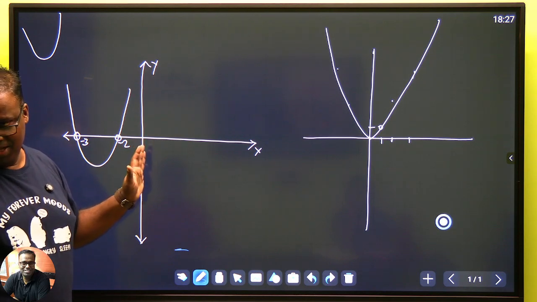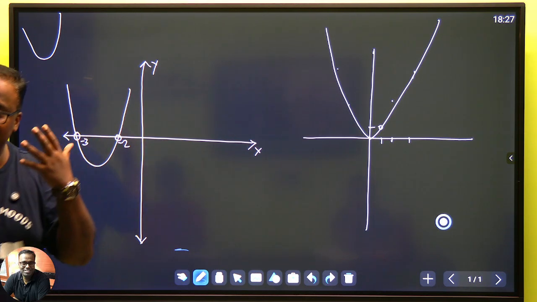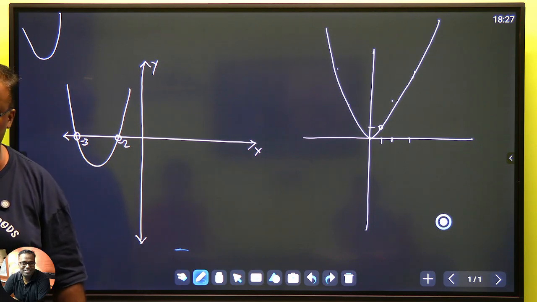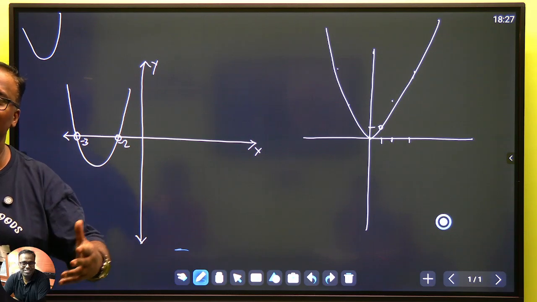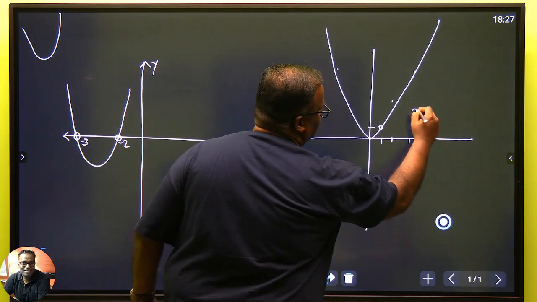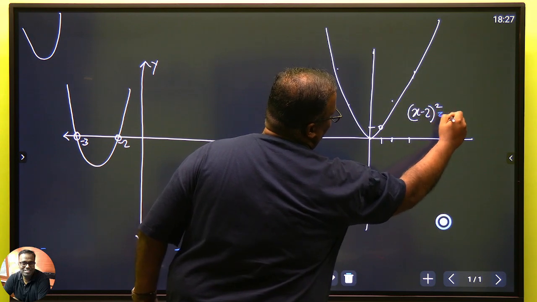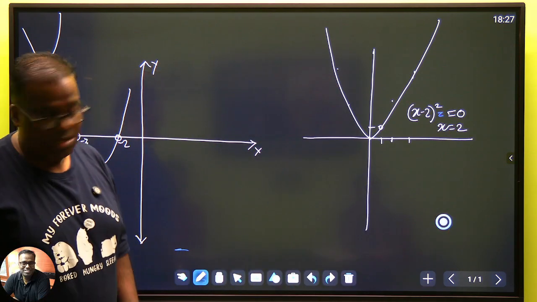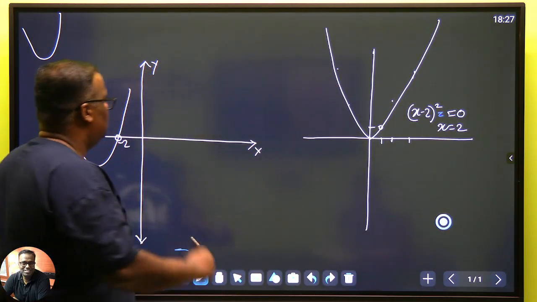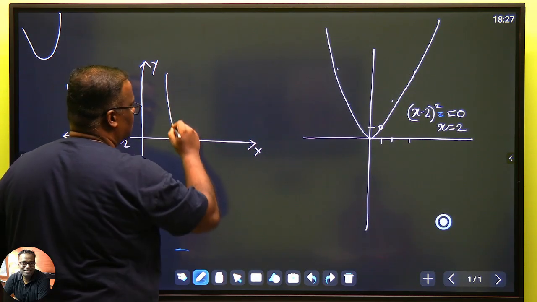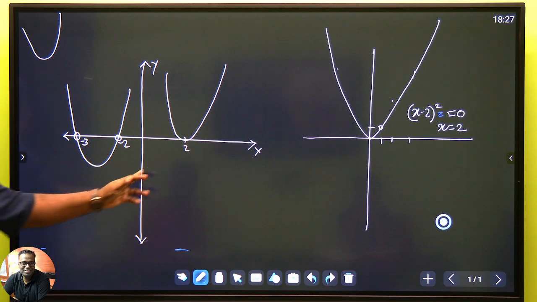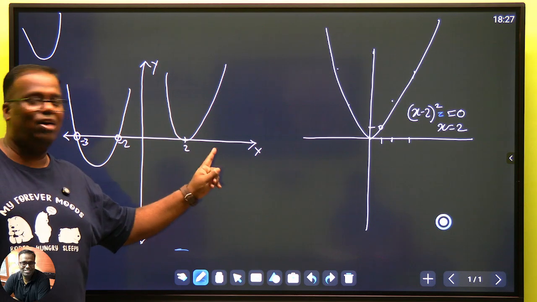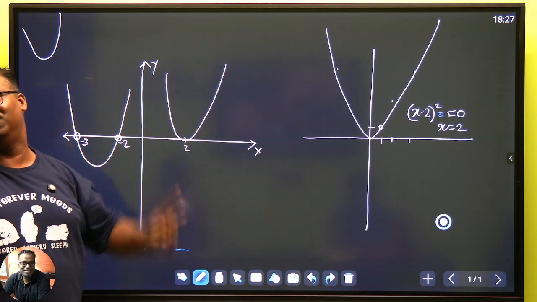This is one way. The number of times the graph intersects the x-axis is your solution. Okay, we also solved the problem where we got equal roots. Say x minus 2 whole square equal to zero. What will be its solution? x equal to 2, right? Means x1 will be 2, x2 will also be 2. This graph will look like this. How many points is it touching the x-axis? One point, one distinct point. The number of points where a graph touches the x-axis is always the solution of that equation.